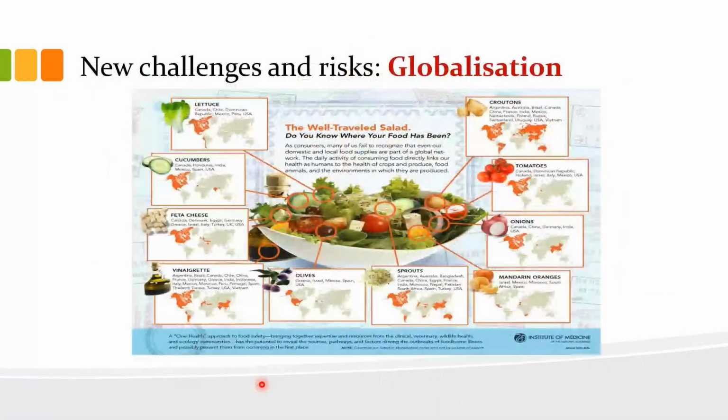New challenges and risks like globalization are like a salad dish. When you make a salad dish, you can take the tomato from one country, the watercress from another country, and the cucumber from another country. You have to watch all these, since these countries have different regulations. We have to have these regulations standardized.